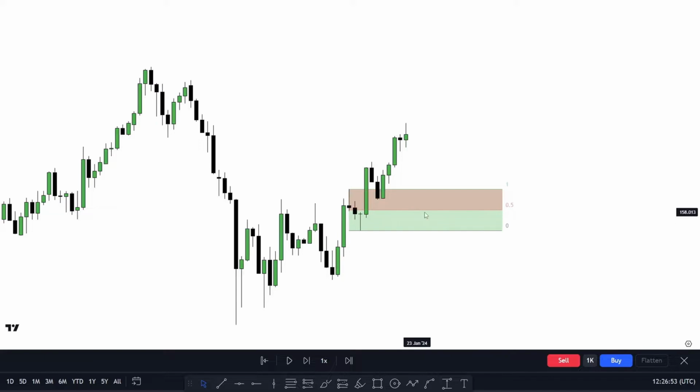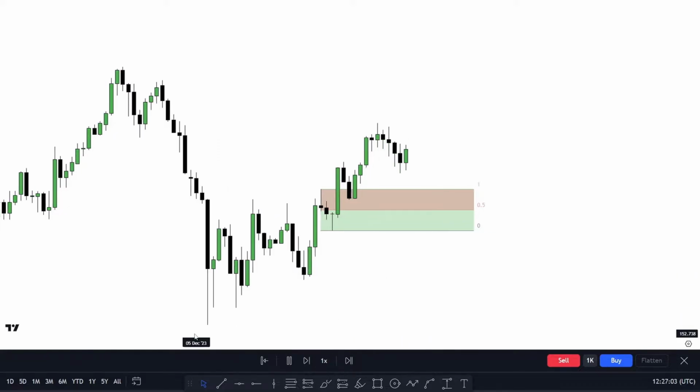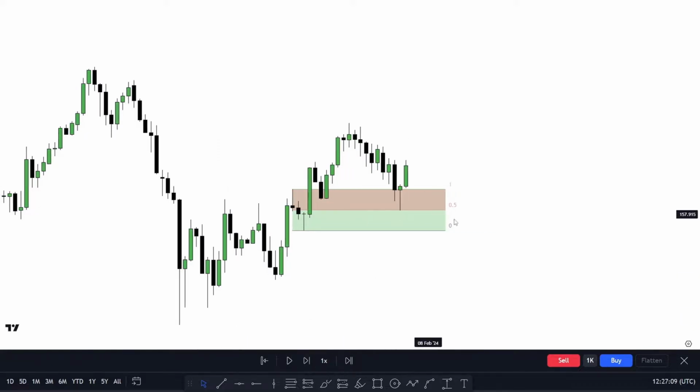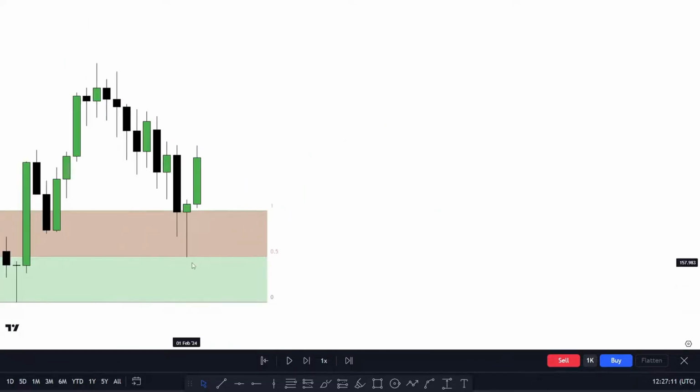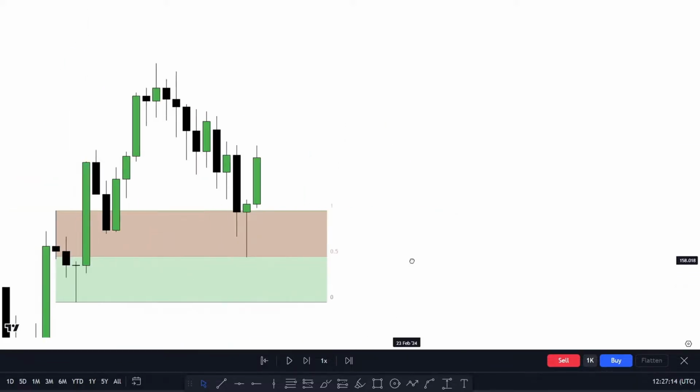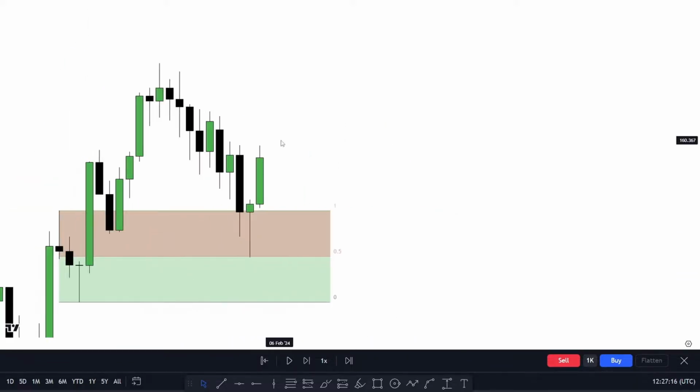Its 0.5 level is here, which is the mean threshold. We need to take the entry here, buying below it. We will set our limit order here and wait for the market to come there. Now, if you zoom in, you will see that the market tagged our entry. The market came slightly into the discount zone and then boom.